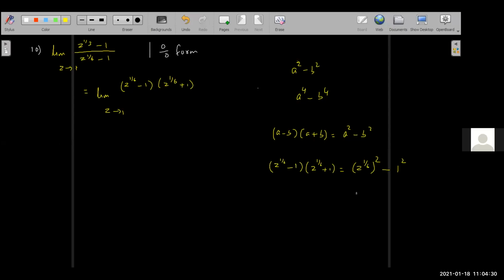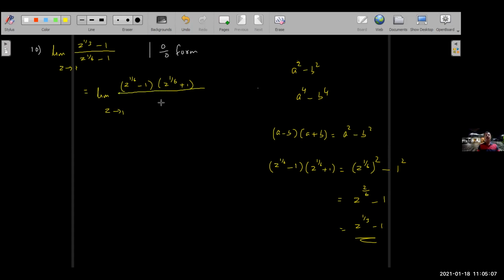Now z raised to 1 by 6 the whole square means what? This is z raised to 2 by 6 minus 1. Z raised to 2 by 6 is z raised to 1 by 3. That means, coming in reverse order, z raised to 1 by 3 minus 1 can be split as z raised to 1 by 6 minus 1 into z raised to 1 by 6 plus 1. Did you get it? Is it clear? Yes, sir.